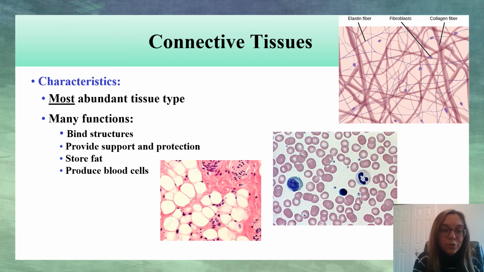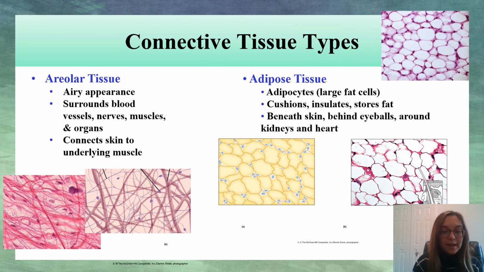Connective tissue is the most abundant type of tissue. There are lots of different types. Basically, think of connective tissue as connecting different parts of the body together. There are many functions. They can bind structures, they can be supportive and protective, they can store fat, they can produce blood cells. What we have going on here is a more loose type of tissue. This is blood cells, and here we have some fat cells, which we call adipose tissue. Here are our connective tissue types.